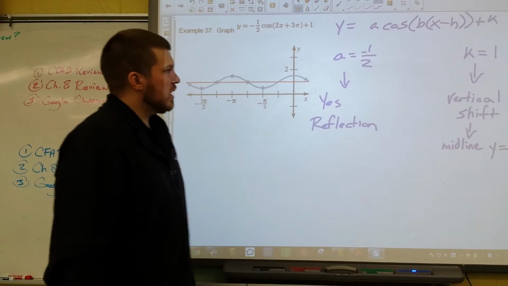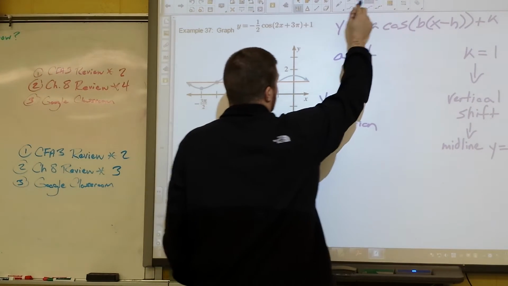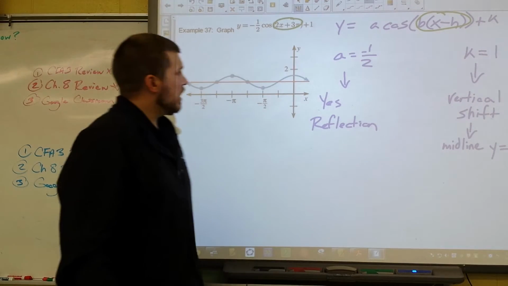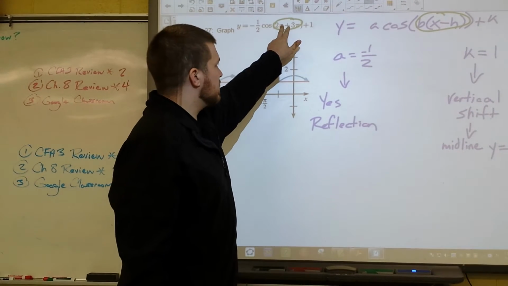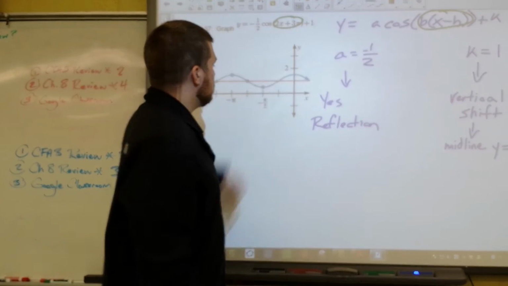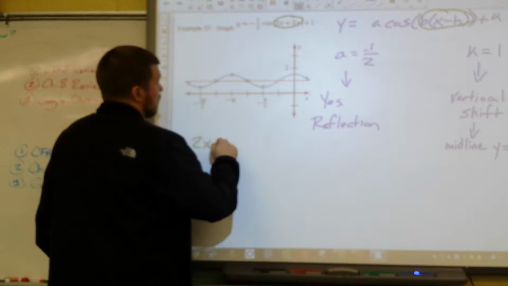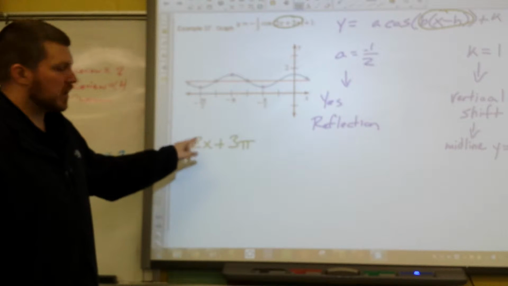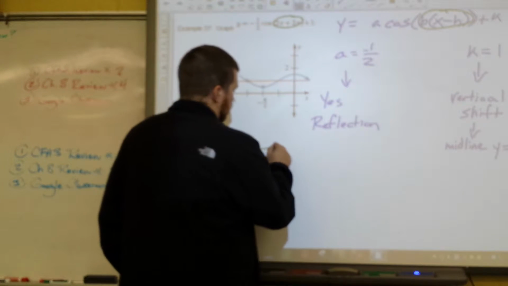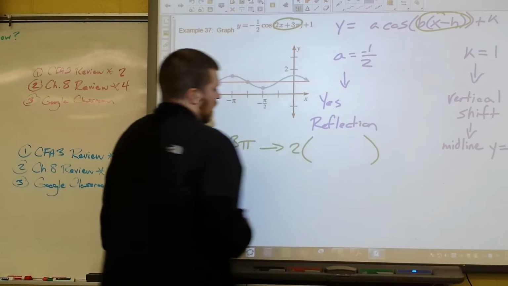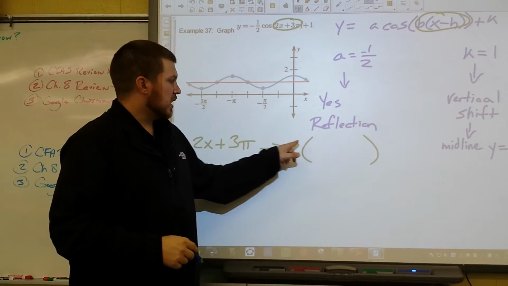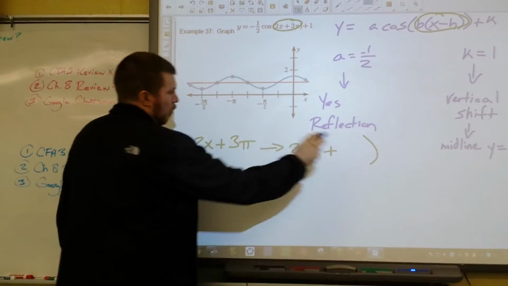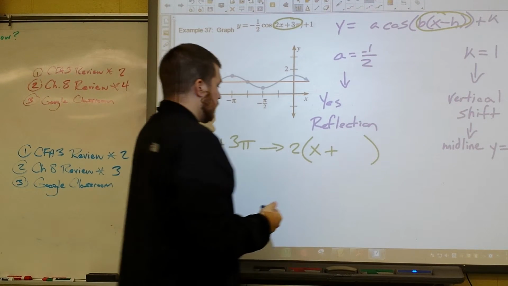Now, before I can figure out what b and h are, I've got to look on the inside. I have to do a little bit of scratch work. This piece has to match up with this piece. It doesn't quite match because I'm supposed to have parentheses on the inside. So to fix this, now 2x plus 3 pi. Well, I don't see a GCF that I can pull out, but I know I want a nice number on the outside of my parentheses, so I'm just going to pull out a 2. And I want to think, all right, well, what times 2 will give me 2x? Well, that's going to be x plus what times 2 will give me 3 pi? Well, that's going to be 3 pi over 2.